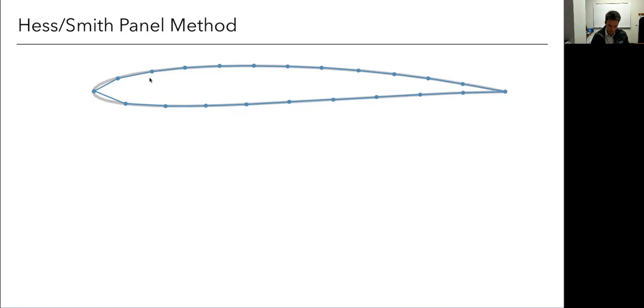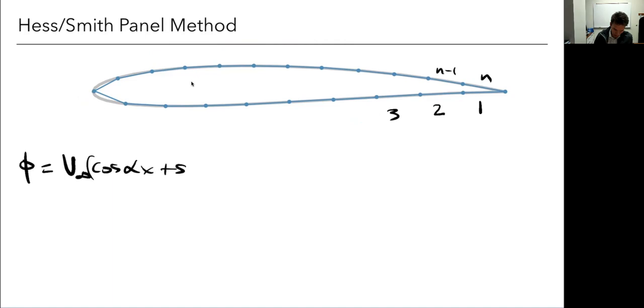And by convention, we're going to start our numbering of panels right here on the trailing edge on the lower surface, going 1, 2, 3, working our way around the back towards the front. And this will be n minus 1, and then finally n. So we'll have n panels. With that formulation, our free stream is exactly the same as we just saw, cosine alpha x plus sine alpha y.